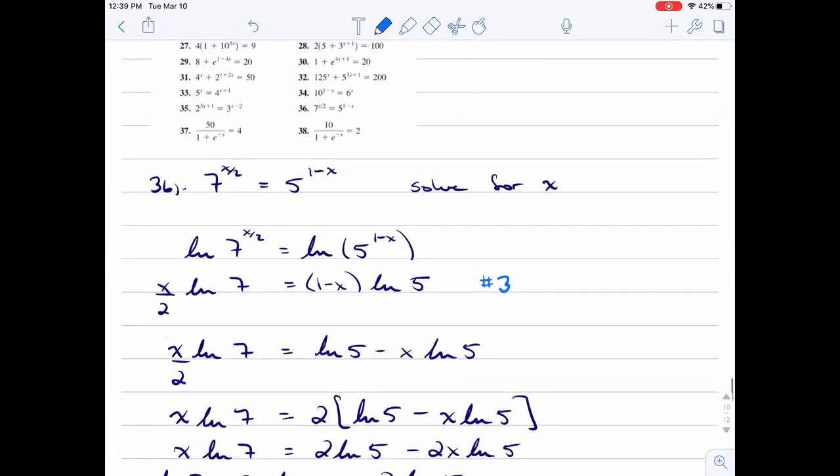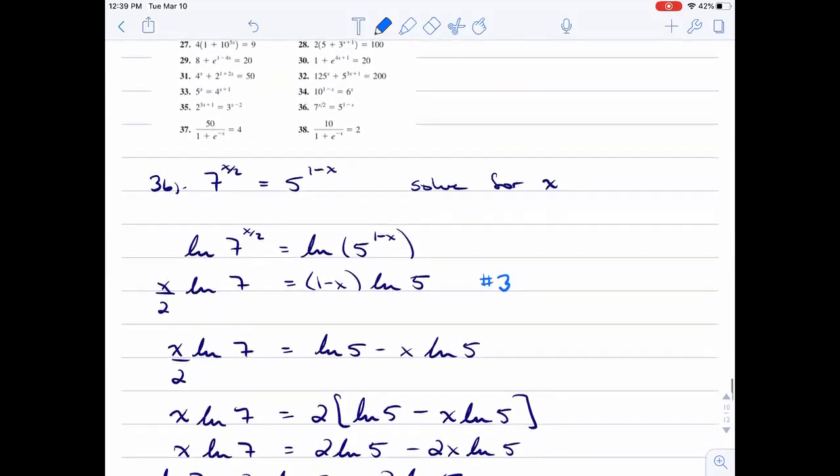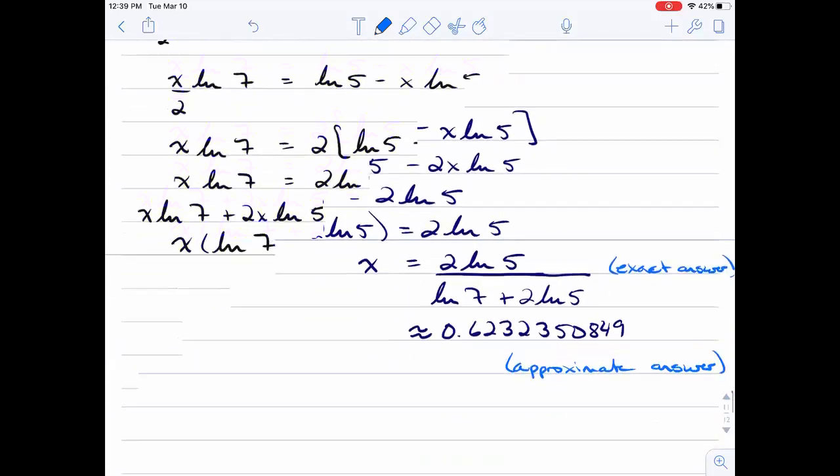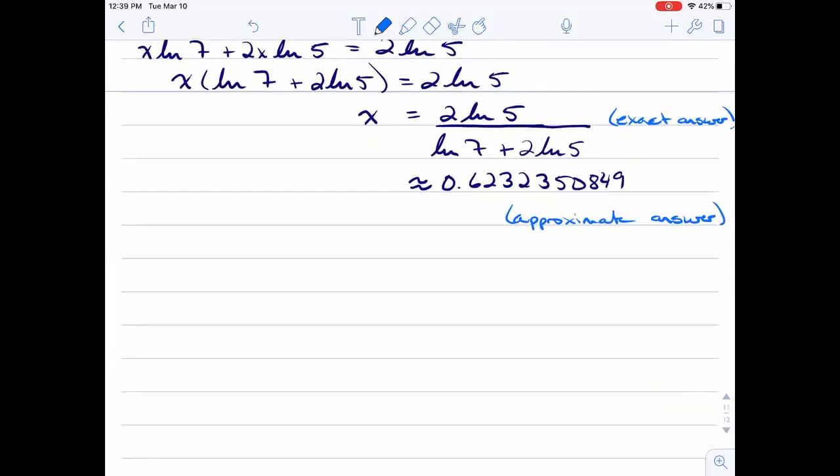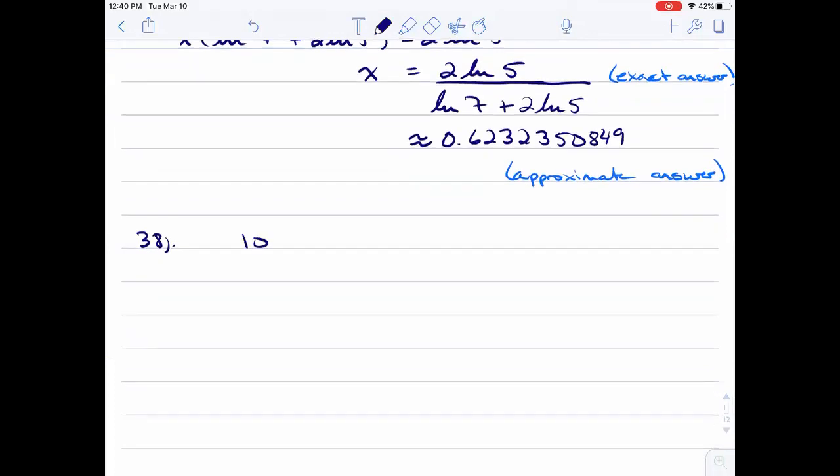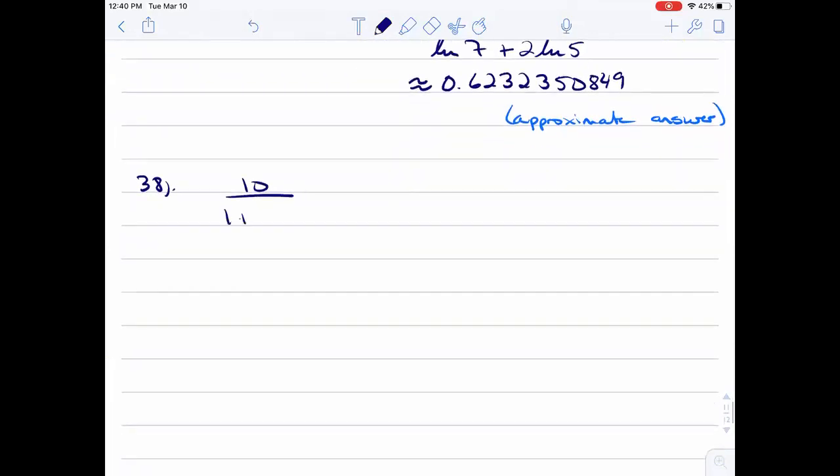How about we do 38? So 38, we've got 10 over 1 plus e to the negative x equals 2. What we want to keep in mind is that the first step is to isolate e to the negative x, because we want to solve for x. So whatever we have to do to shake that out, we're going to do.